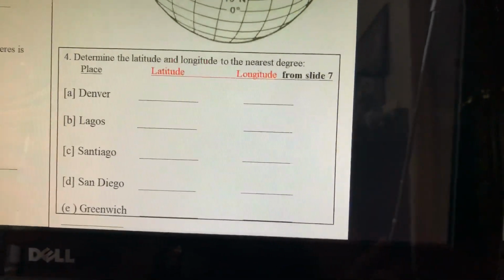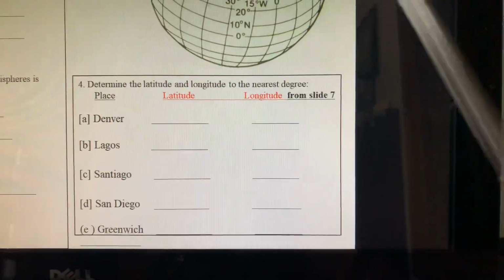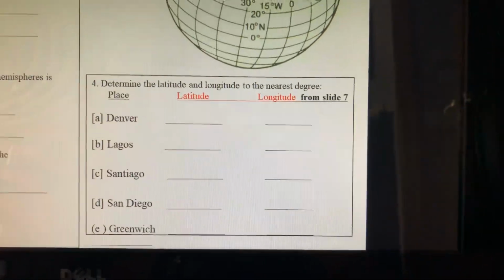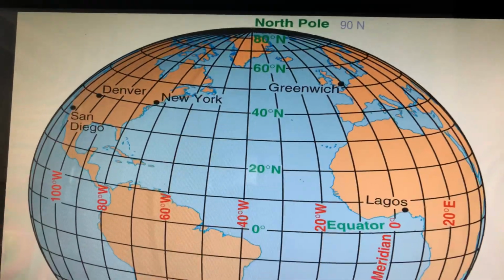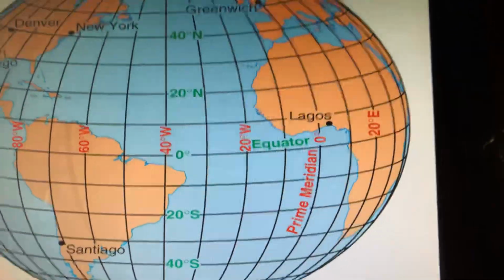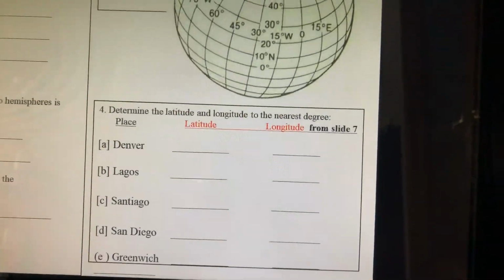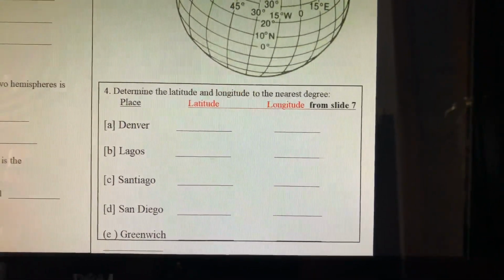This one, number 4, says that you have to use the previous map. Remember, they were the cities there. Here, you see, Greenwich, Denver, Santiago. And use this map to find the latitude and longitude for these places.